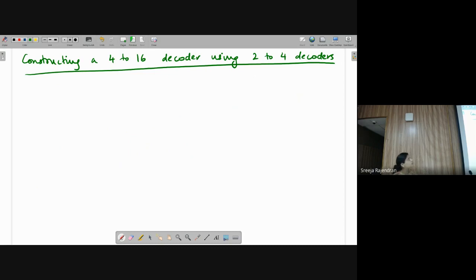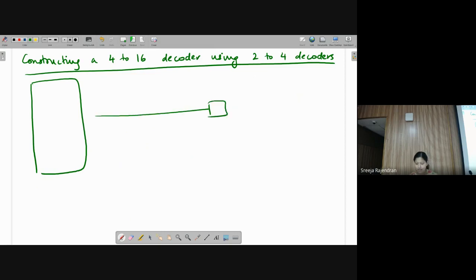So, constructing a 4 to 16 decoder using 2 to 4 decoders. This is exactly the opposite of a mux tree. In a mux tree, initially I had a large number of muxes, and as I approach the output, I have only a single mux. Is it not? Here it is just the opposite. We start with a single decoder and we branch out into many. So the opposite is how a tree mechanism works in decoders. I'll just show that.